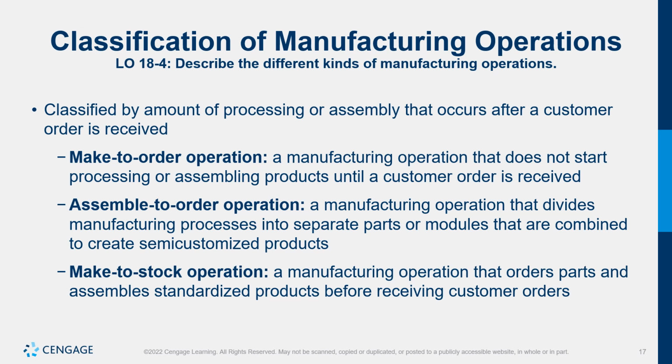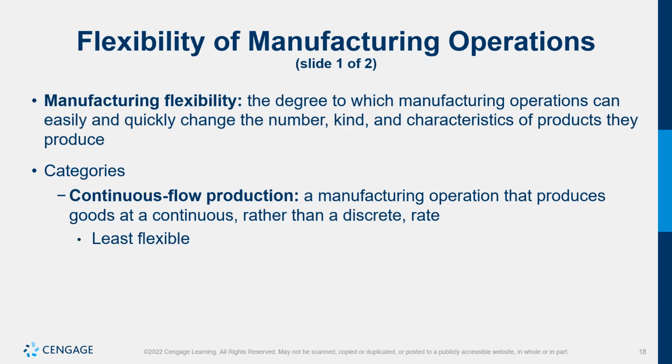Not all manufacturing operations are the same. Manufacturing operations can be classified according to the amount of processing or assembly that occurs after a customer order is received. The highest degree of processing occurs in make-to-order operations. A moderate degree of processing occurs in assembly-to-order operations.